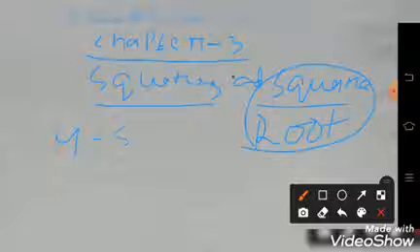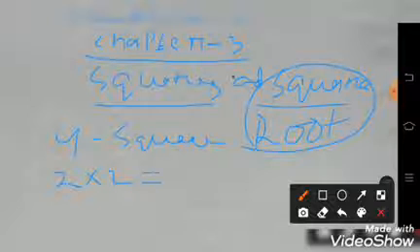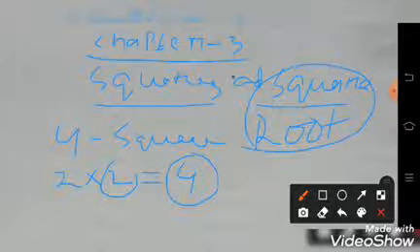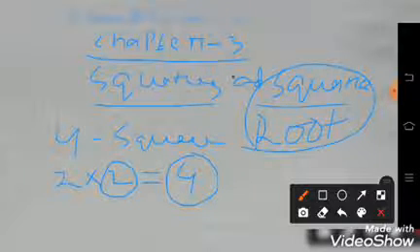4 is the square of what number? We can say 2 into 2 equals 4. So now here 4 is the square of 2, and 2 is the square root of 4. I hope you are clear.